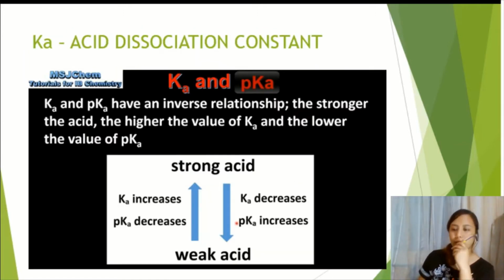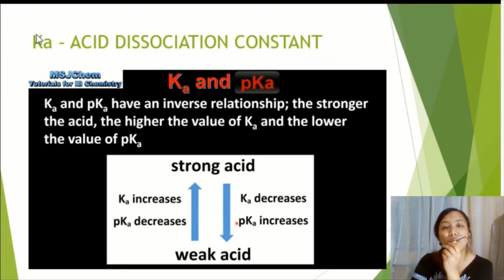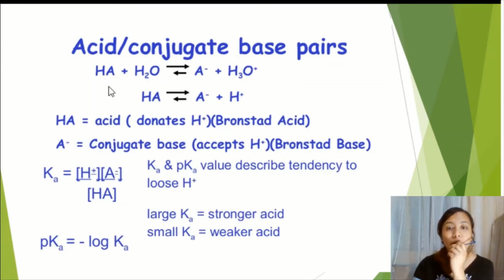Okay? So now, let's talk about Ka, or your acid dissociation constant. When we talk about Ka, this is actually similar to how to derive the water dissociation constant formula. So, in order for you to get the Ka, you must have a reaction. Here, the HA is the generic representation of an acid plus water.